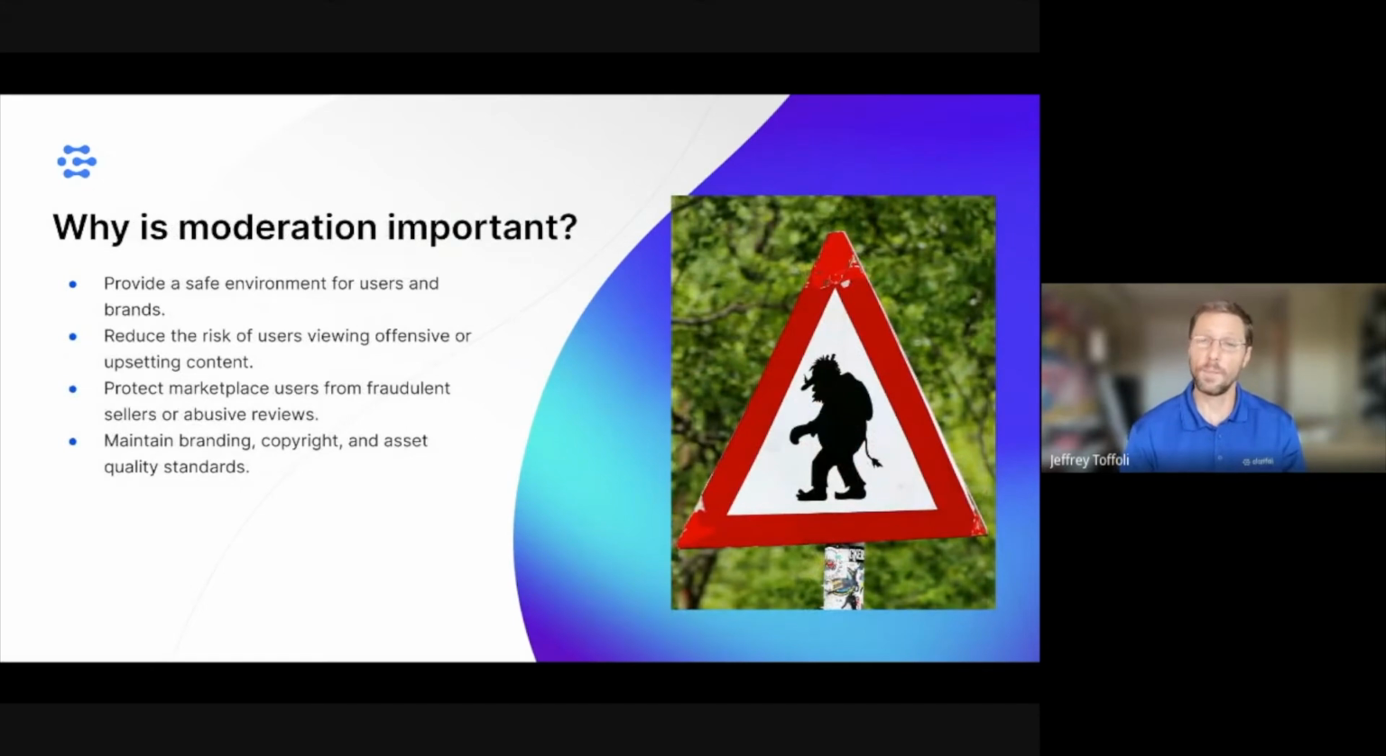And why is content moderation important? Well, it's key to provide a safe environment for users and brands for a number of reasons, and there are a number of risks that we take when we're allowing users to post their own content to our platforms. Being able to reduce the risk of users viewing offensive or upsetting content is a key objective of content moderation. Protecting marketplace users from fraudulent sellers or abusive reviews is another common objective. And then also maintaining branding, copyright, and asset quality standards is one that we see pretty commonly out in the field that people are trying to accomplish with content moderation. And we'll take a look at an example of that here in a moment.